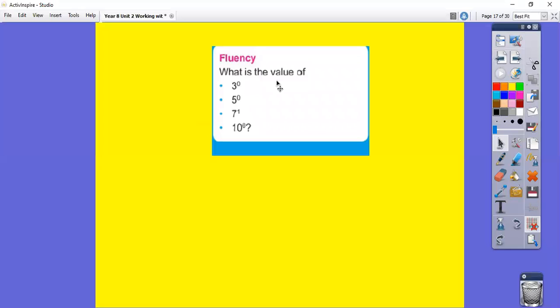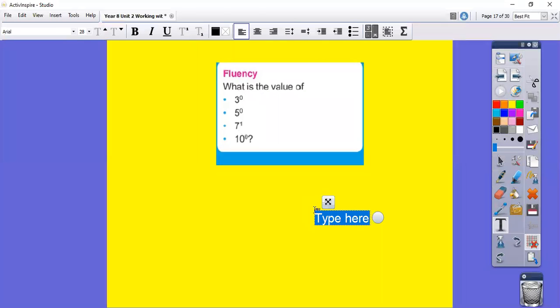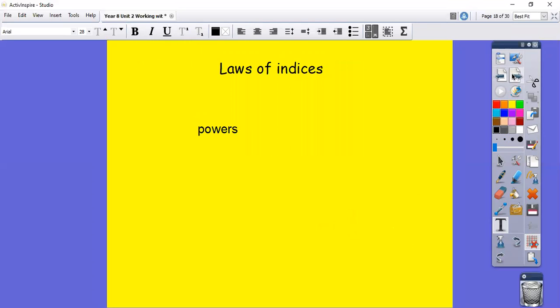So if we go back to our question, what is the value of 3 to the power of 0? Well, it's actually 1. 5 to the power of 0, 1. Now, 7 to the power of 1, well, anything to the power of 1 is actually the number itself. So 7 to the power of 1 is 7. Anything raised to the power of 1 is the number itself, which is basically saying 7 multiplied by itself once, 7. Now 10 to the power of 0, again, that will be 1.